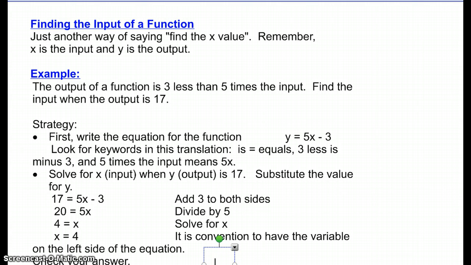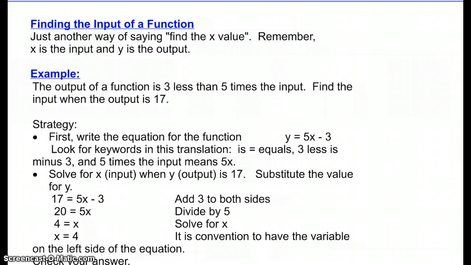So here's the example. The problem is: the output of a function is 3 less than 5 times the input. Find the input when the output is 17. So our strategy is first write the equation for the function. And we're going to look for keywords when we translate this. Whenever you look at a sentence, look for keywords. Whenever you see "is," that's equals. When it says 3 less than, that's minus 3. And 5 times the input means 5 times x. So when we rewrite this, we get y equals 5x minus 3.